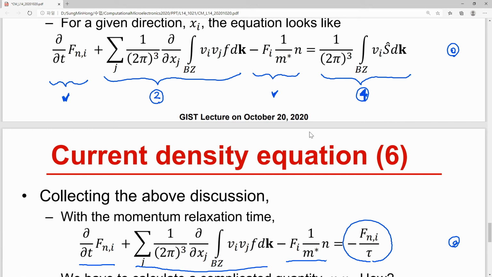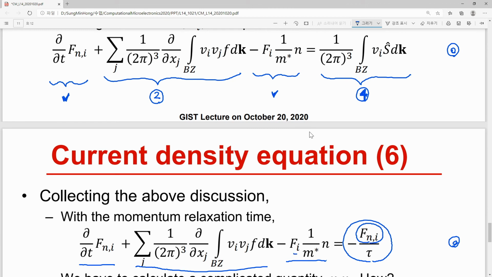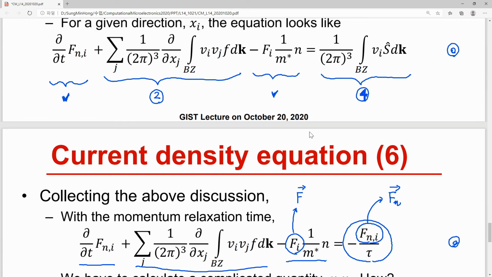How can we change it to f_n,i? Please don't be confused between this f_i and f_n,i. This is related with the electric force, and this is related with our electron flux. Their xi directional components are written here, so don't be confused. They are completely different quantities. So anyway, how can we approximate our scattering related terms in this way?